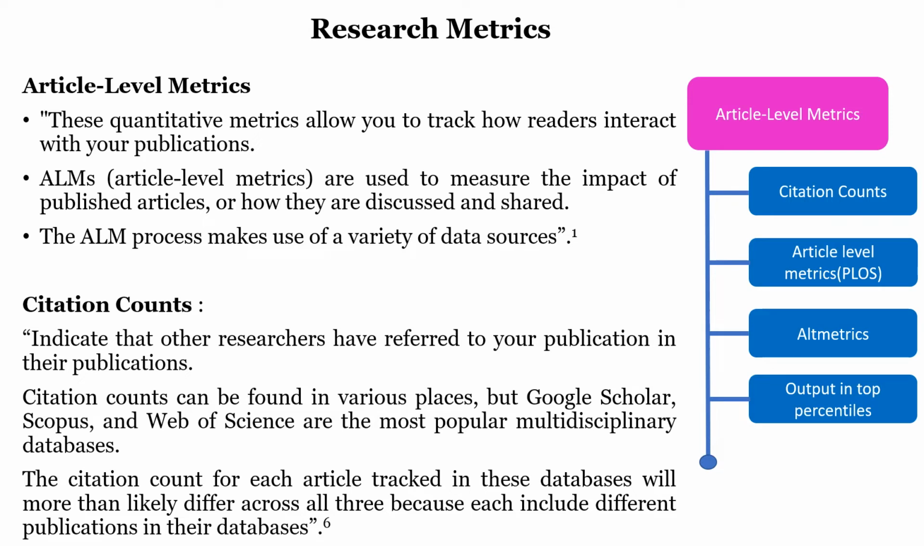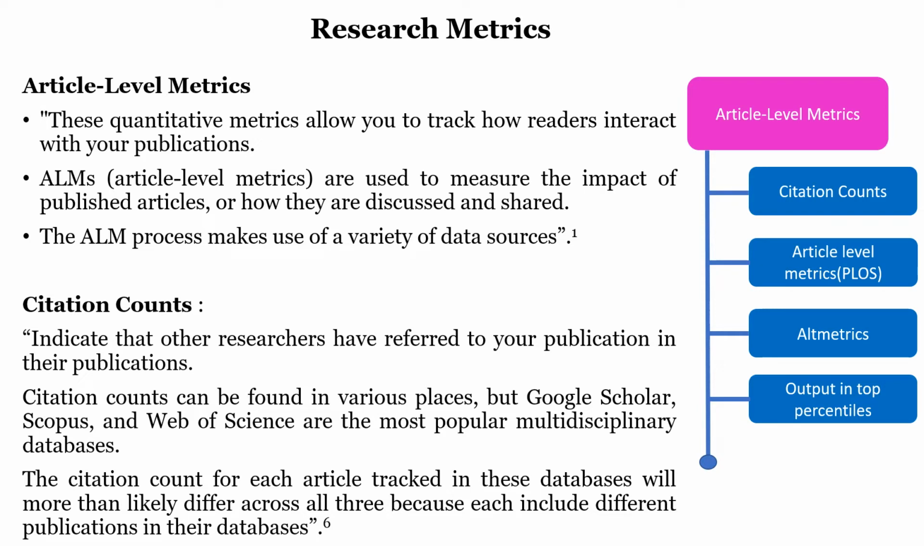So the article level metrics process uses various sources of information. These quantitative metrics allow you to track how the readers interact with your publications. Article level metrics are used to measure the impact of the published articles or how they are discussed and shared, as I already said. So the process makes use of a variety of data sources, which includes citation counts, Altmetrics, and outputs in top percentiles. Now first we'll talk about the citation counts.